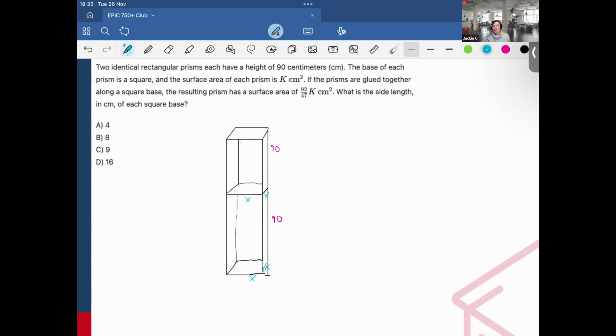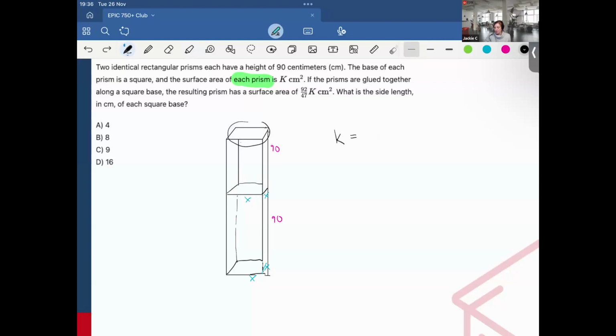Imagine the surface area of each prism is k centimeters. So k would be equal to the area of the top. Everyone agrees. Remember, I'm doing each prism right now. So I have the area on top and also the bottom, so basically I have two squares. That'd be 2x squared.